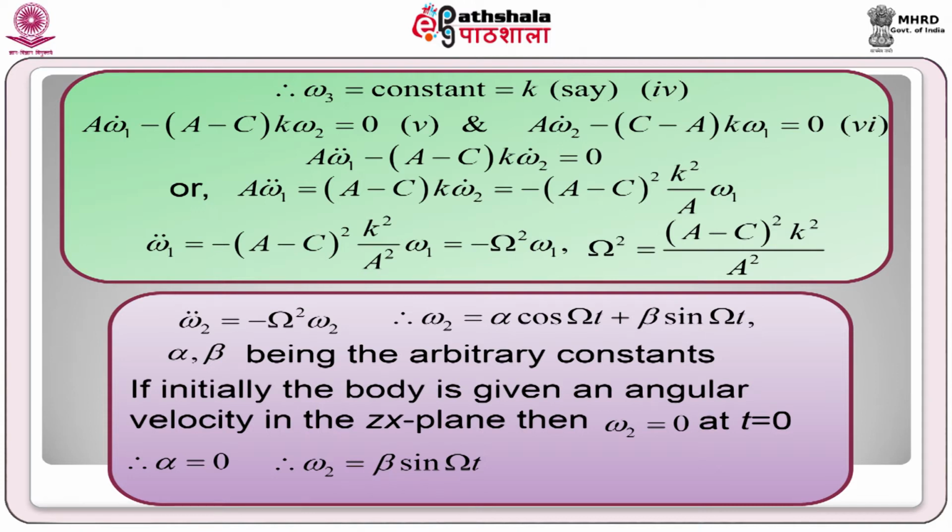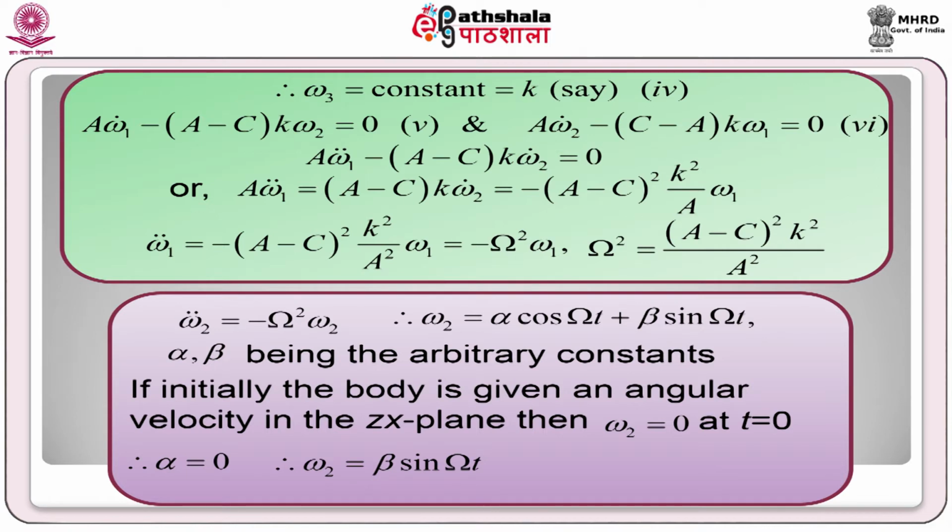As the body is symmetric about an axis, so let capital A equal to B. A and B are the principal moments of inertia about the transverse axis, we have already mentioned it. Differentiating 5 with respect to time t, we get capital A into omega 1 double dot minus capital A minus C k into omega 2 dot equal to 0. Transferring this term into the right hand side, we get this equation, this one.